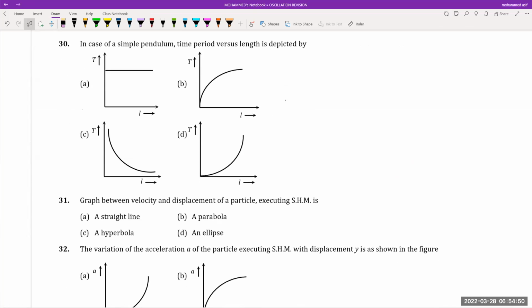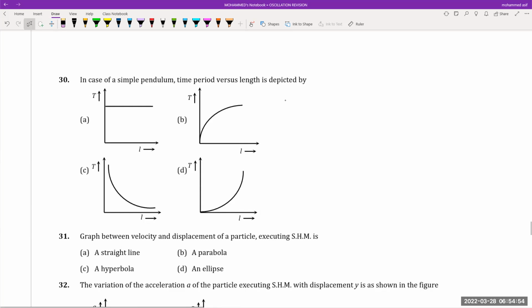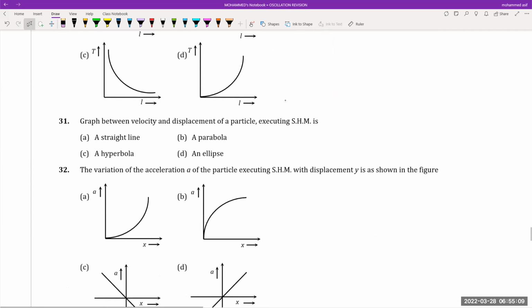ग्राफ क्वेश्चन देख लेते हैं बेटा जल्दी से फिर. In case of a simple pendulum, time period versus length is differentiated by, okay, time period का relation क्या है बेटा? T is directly proportional to root l, यानी T square is directly proportional to your l, यानी parabola हो जाएगा. T square is directly proportional to your l, parabola in the downward direction.